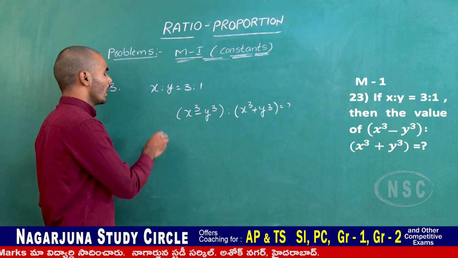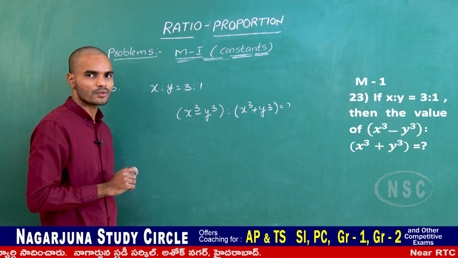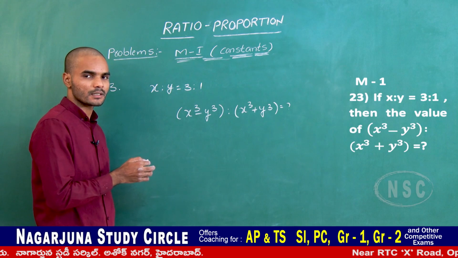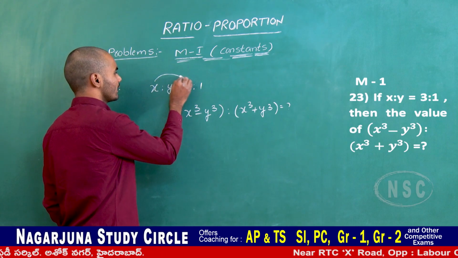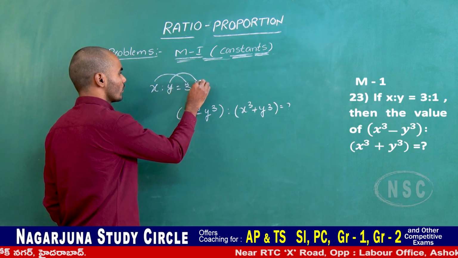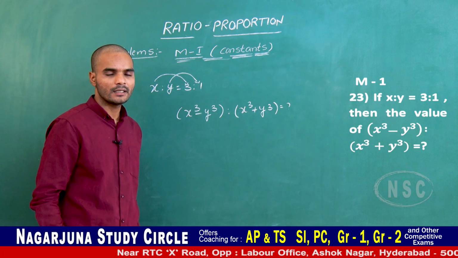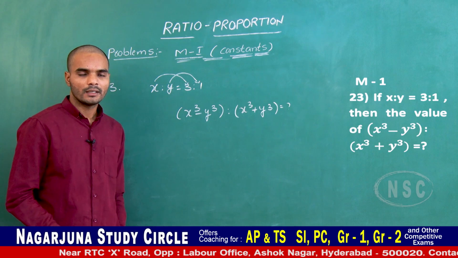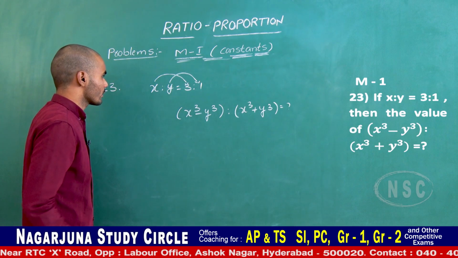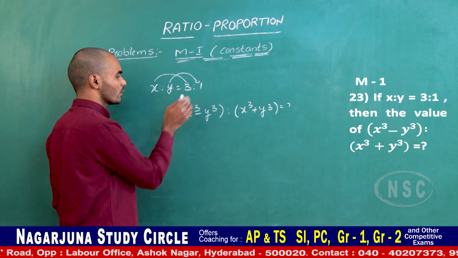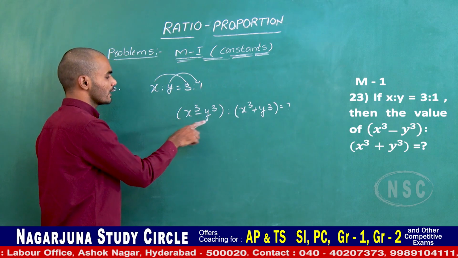Already we know how to calculate this because the previous question is the same. So the value of x is 3, the value of y is 1. These are the same positional values. Already we learned in the introduction of ratio proportion. So x value is 3 and y value is 1. Just substitute these into this equation.